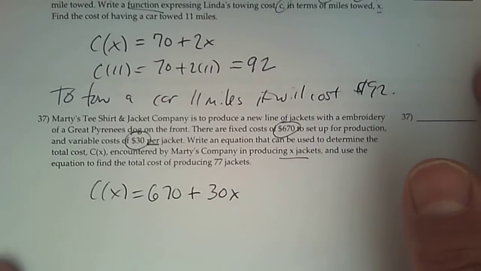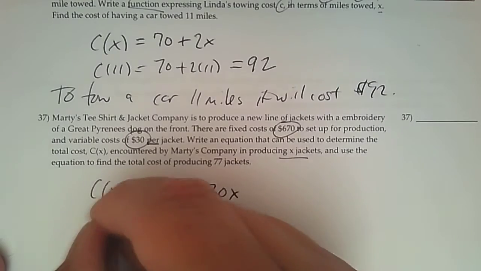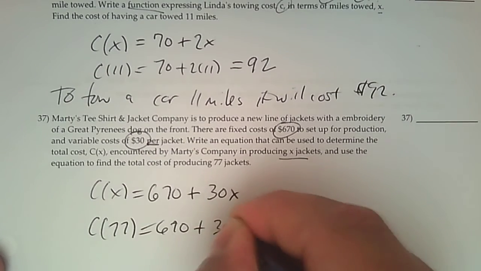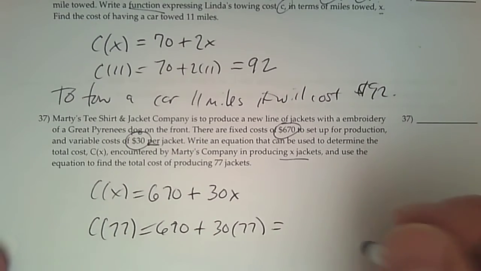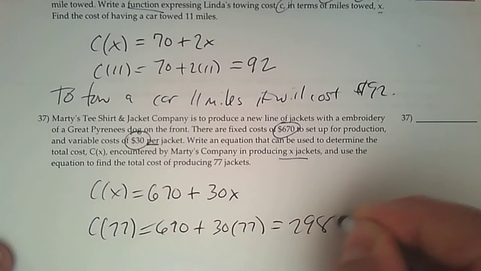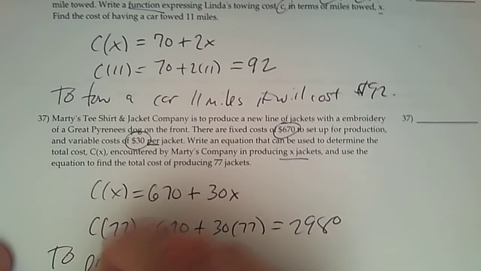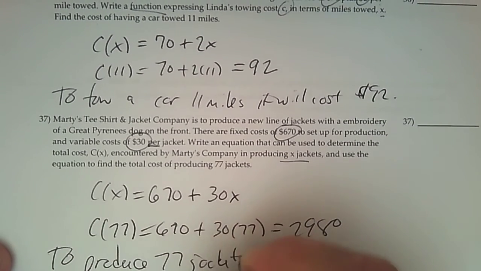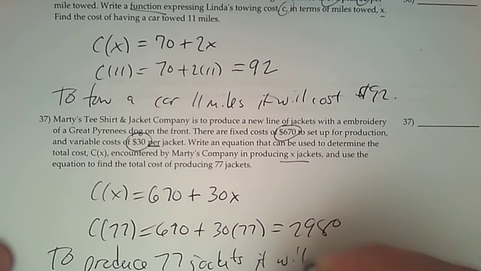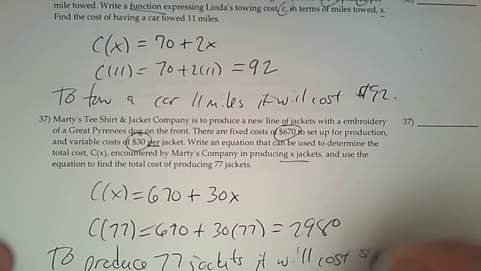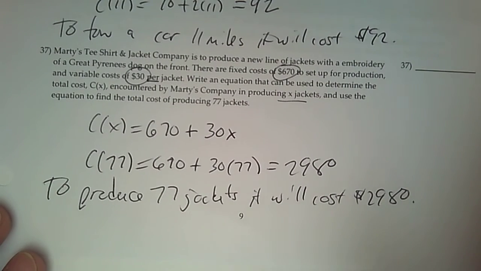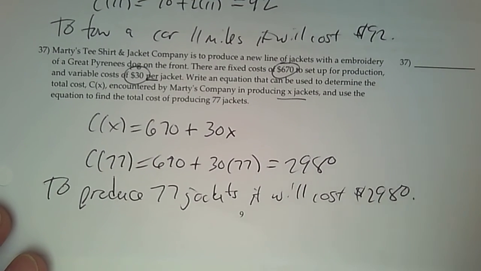Use the equation to find the total cost of producing 77. You can use a calculator if you want. So plug in 77, and you get the cost $2,980. So to produce 77 jackets, it will cost $2,980.